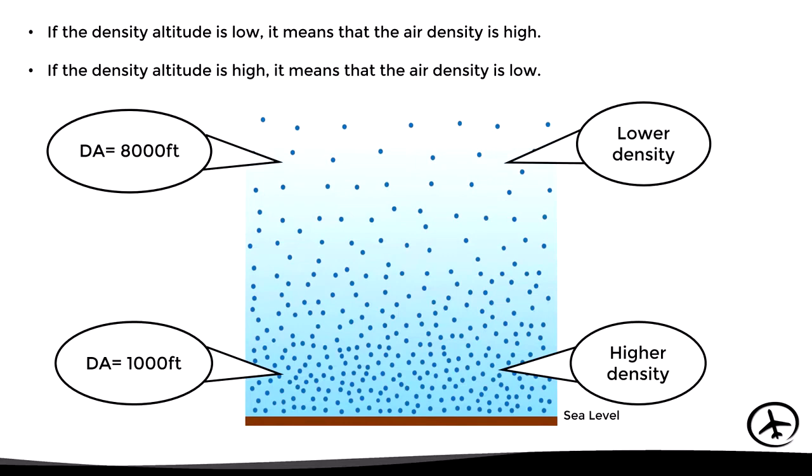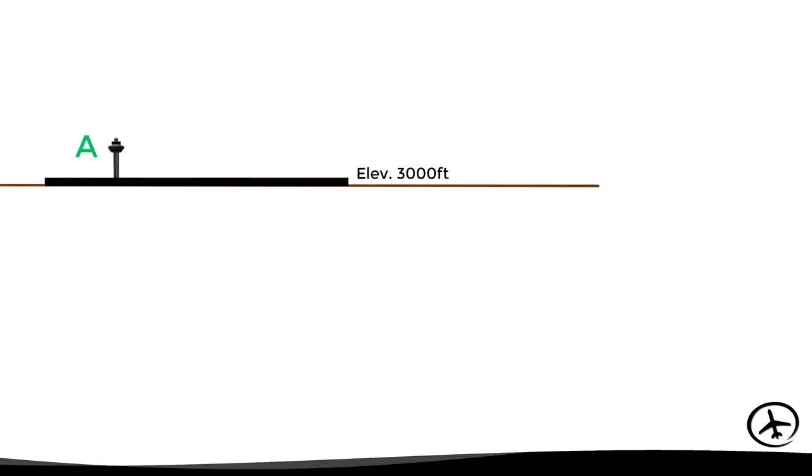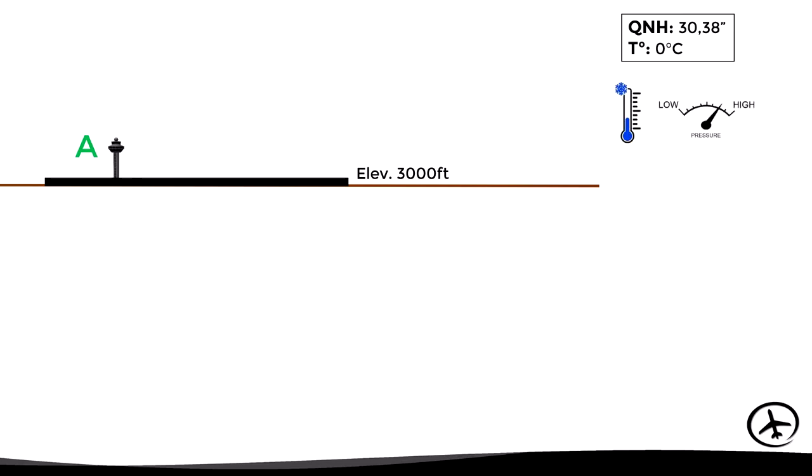Let's finish this explanation with the next example. Suppose that Airport A, with an elevation of 3,000 feet, reports a QNH of 30.38 inches of mercury and a temperature of 0 degrees Celsius. This indicates a relatively high pressure and low temperature, which will cause the air density to be high. Now, since the air density is high, it means the density altitude will be low.